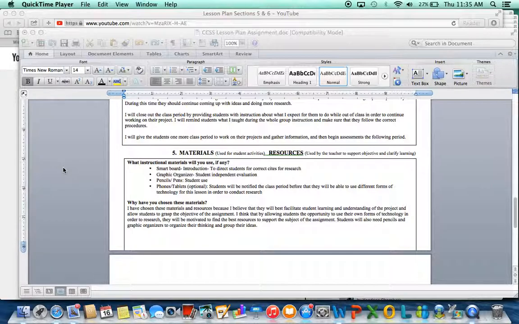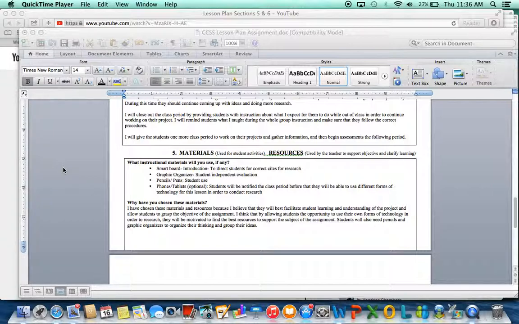And then I will allow them to use phones and tablets. They will be notified the period before we do the lesson that they will be able to bring their phones and actually use them in class. And then they can use iPads or whatever they want to bring.